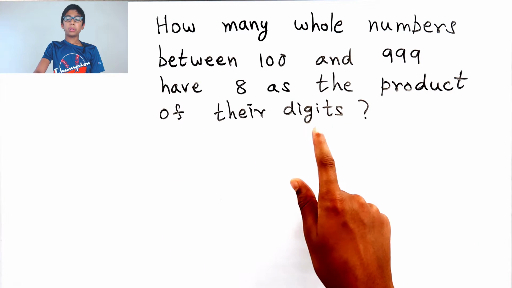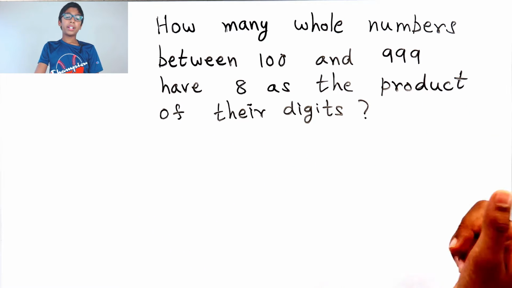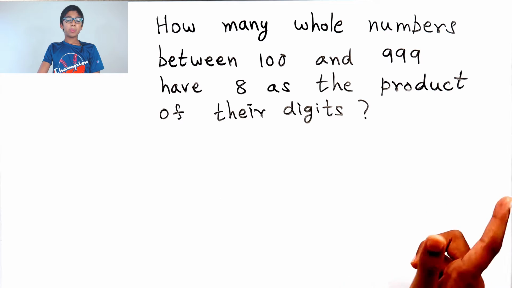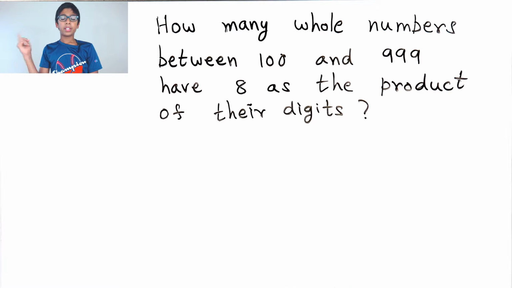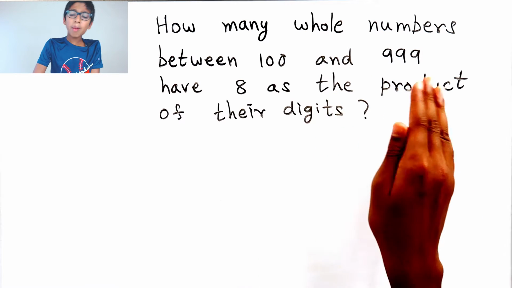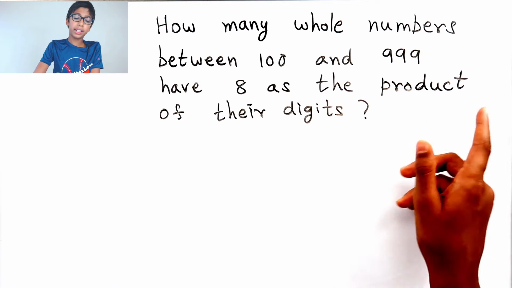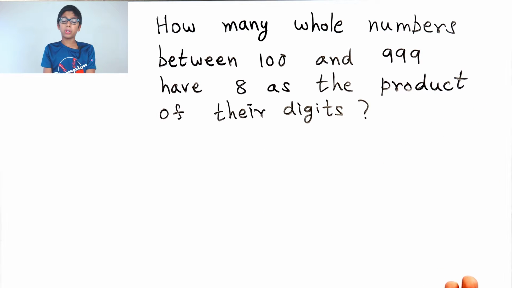Hi guys, in this video, let's do a number problem. The problem is, how many whole numbers between 100 and 999 have 8 as the product of their digits? Let's find out. So, 8 as a product of their digits.